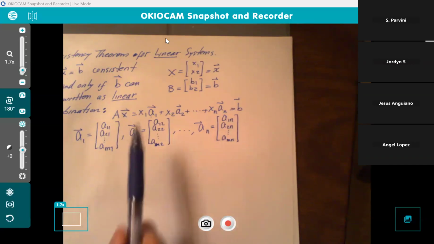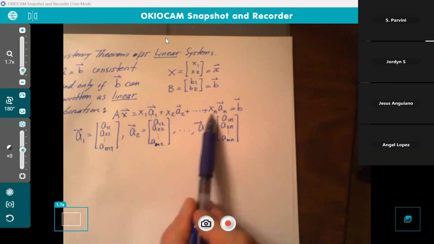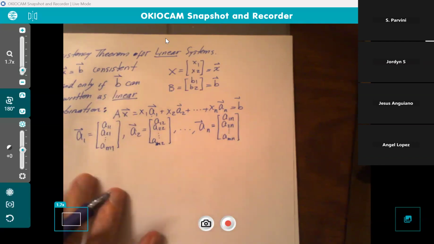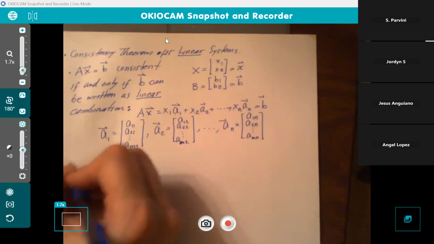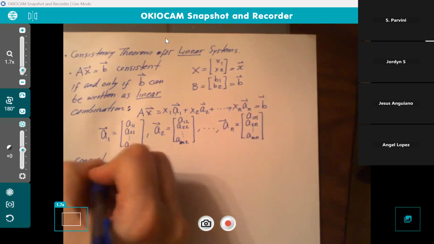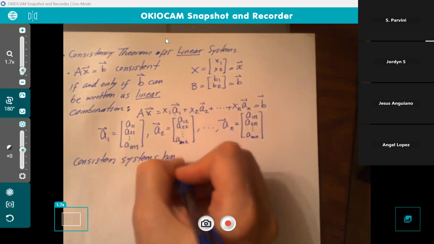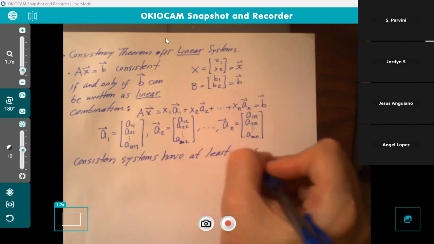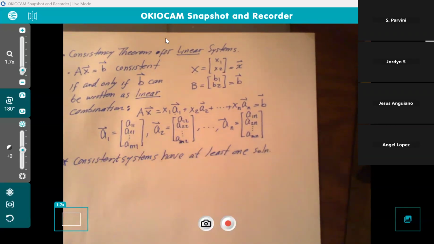So if we can write, again, this system as a linear combination of these, then it is consistent. And remember, consistent means it has a solution. That's what that means. When we say the system is consistent, let me write that: consistent systems have at least one solution. That's what consistent means.